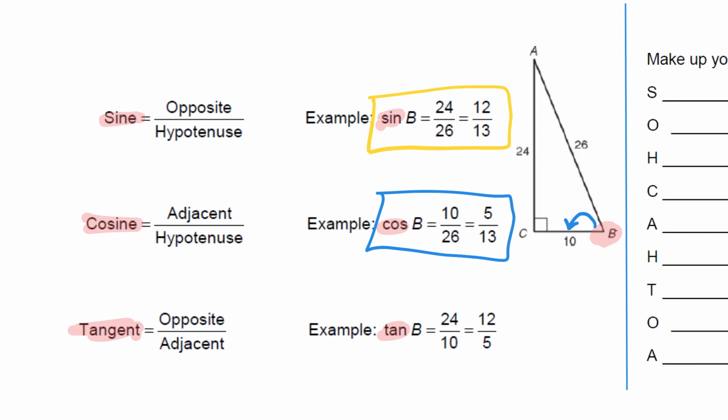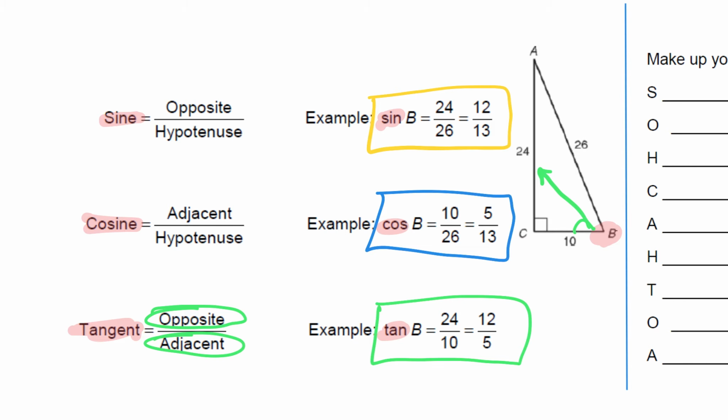And then the last one is tangent, which is the only one that doesn't involve the hypotenuse. It is the opposite side over the adjacent side. So if we're looking at our trig ratio from angle B, because we could also go from angle A, opposite of angle B is 24, and the adjacent side is 10. So tangent would be 24 over 10.